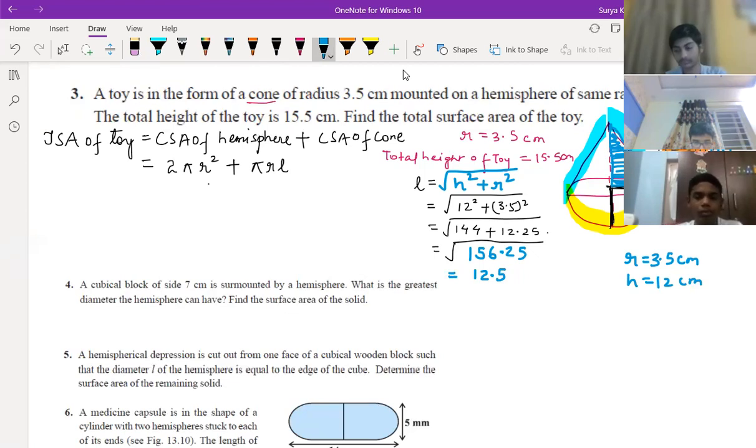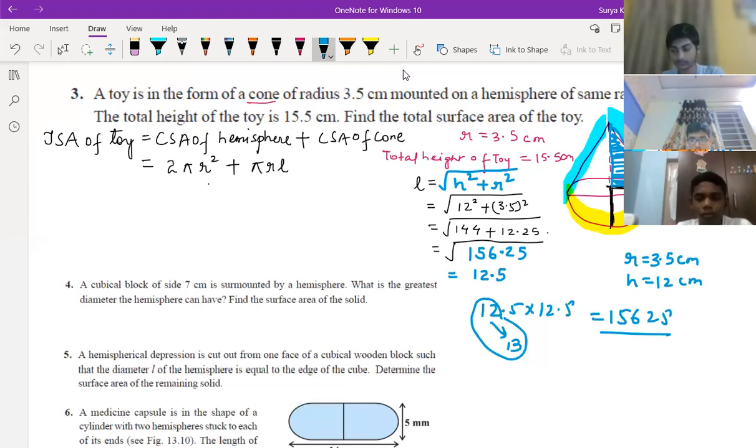How I did, see, 12.5 into 12.5. After 12, what is coming? 13. And 12 into 13 is what? 156.25. Understood? In that way, I have solved this. So these are small shortcuts. You can remember if you want.